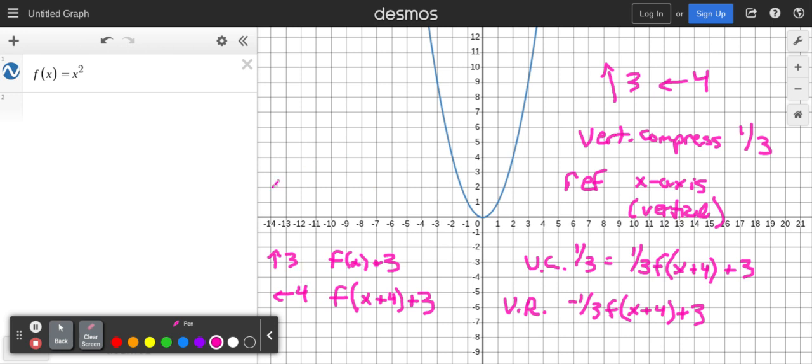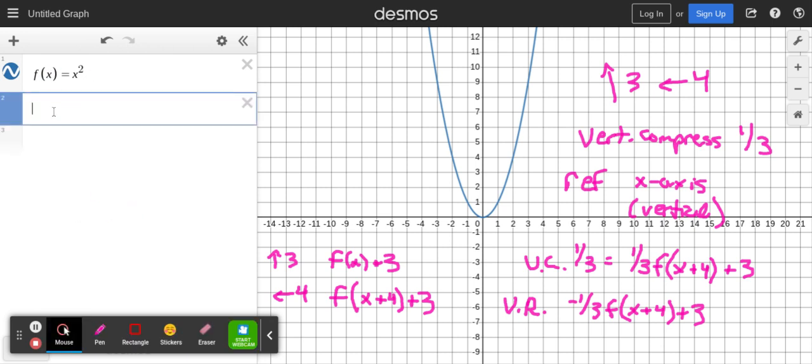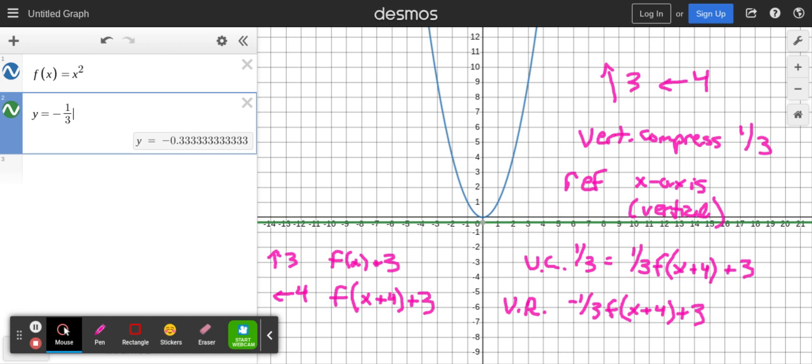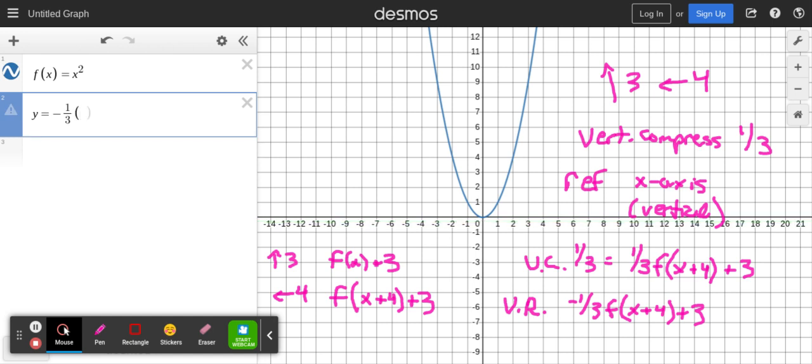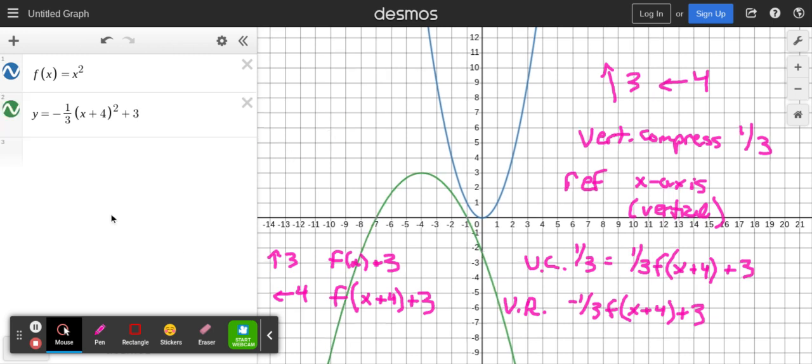So what that looks like in our function, now our function is f of x equals x squared. So to do this total thing, we're going to do y equals negative 1/3 times the quantity x plus 4 squared, plus 3. And that's what that's going to look like when it's all said and done.